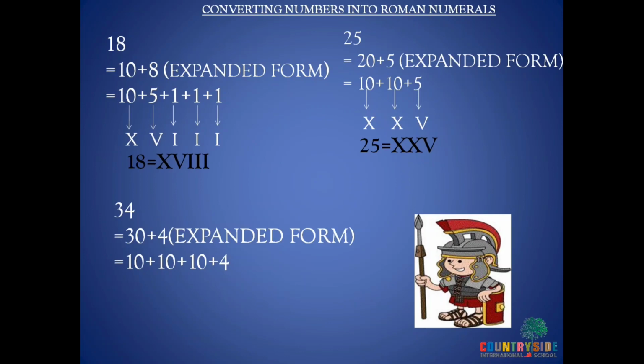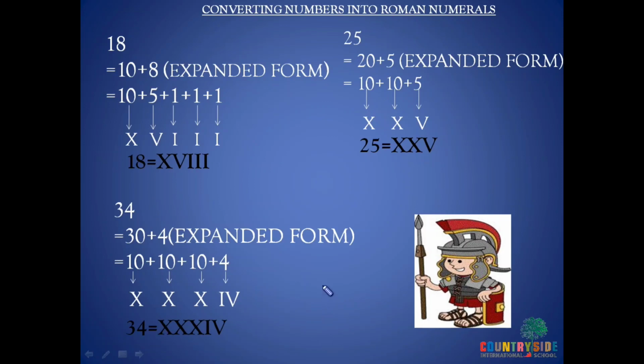So for 4, if you remember the symbol, it is 1 less than 5, or it is I and V. For 10, you have X. And for 4, it is I and V. So combining them, it will give me 34.